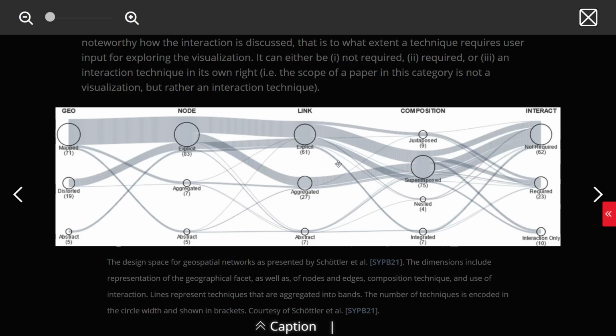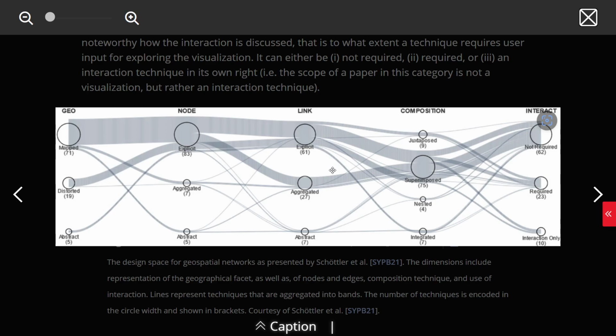The dimensions include representation of the geographical facet, as well as of nodes and edges, composition technique, and use of interaction. Lines represent techniques that are aggregated into bands. The number of techniques is encoded in the circle width and shown in brackets, courtesy of Scottler et al., SIPA 21.